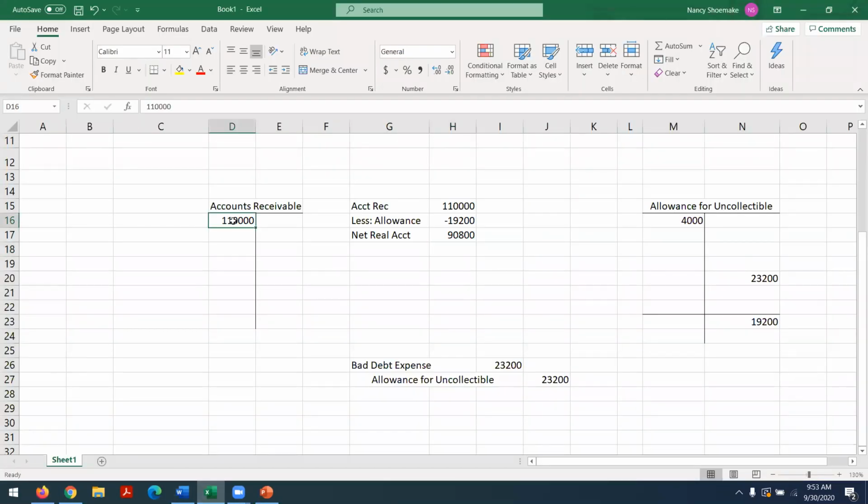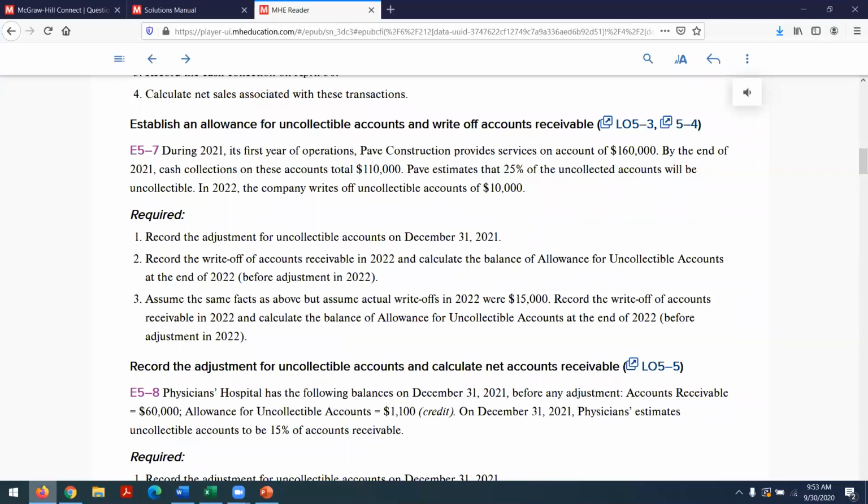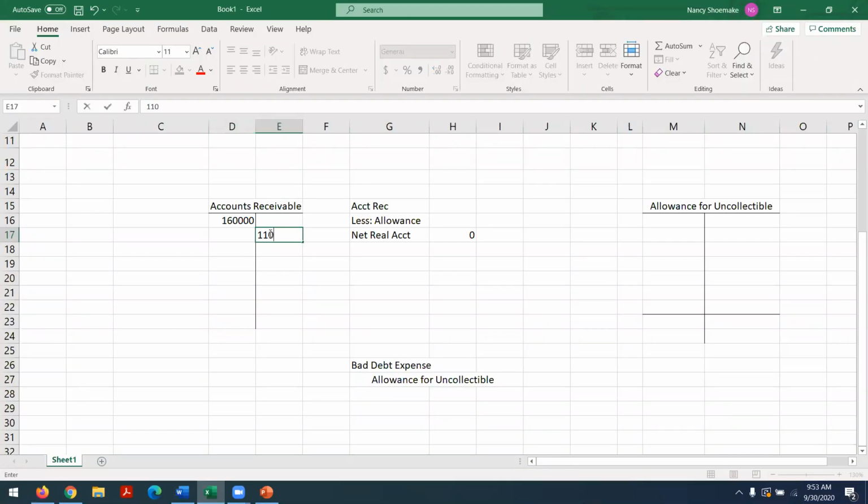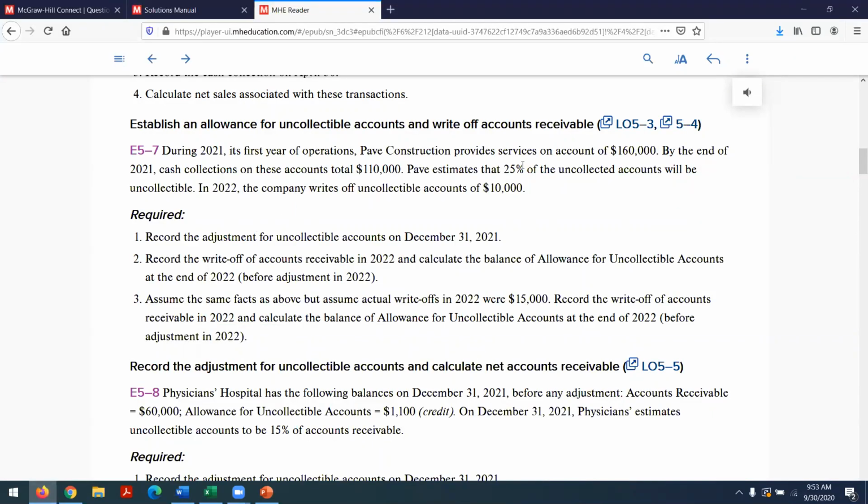So let me just set this up. Okay. Right now, this was 160 in account sales, and then they collected 110,000 on their accounts, which means 50,000 is remaining, right? It's telling us that 25% of the uncollected accounts will be uncollectible.